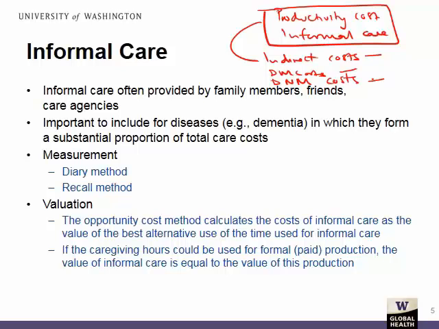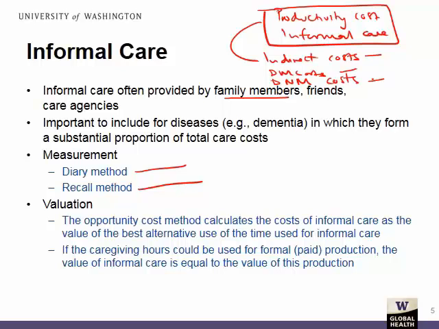So informal care is part of the indirect costs, and it refers to informal care provided by family members or friends or care agencies. And it's important to include this for diseases where it may be a substantial proportion of the total cost. So maybe for someone with Alzheimer's disease, where they're going to spend a substantial amount of time in a care home. The measurement may be using diaries and also by doing surveys where individuals have to recall the amount of time they spent doing informal care.